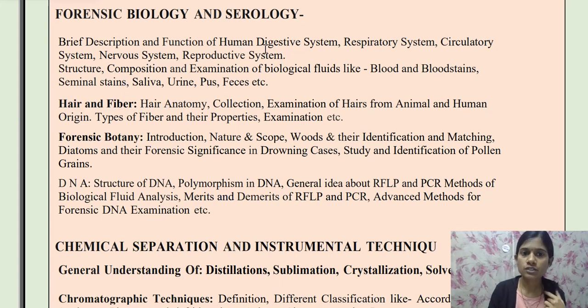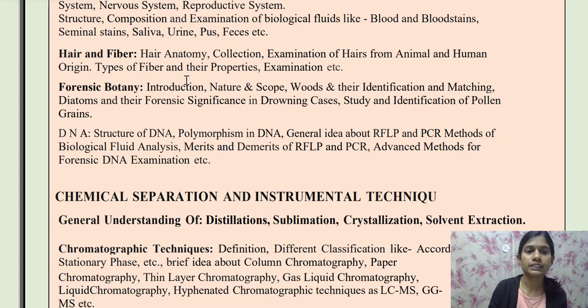So after that, systems of the body, which includes digestive, respiratory, circulatory, nervous and reproductive system. Then going with the structure and composition and examination of different biological fluids. Biological fluids are nothing but body fluids, which include blood, semen, saliva, urine, pus, vomit, and fecal matter. So here they added a few biological fluids and their examination that you have to learn for this exam.